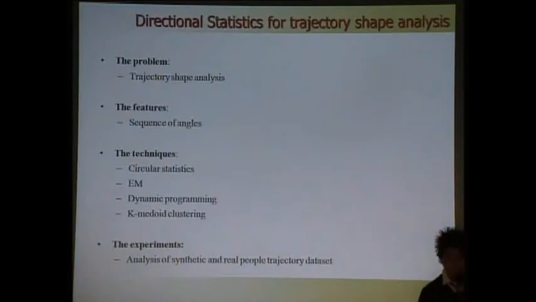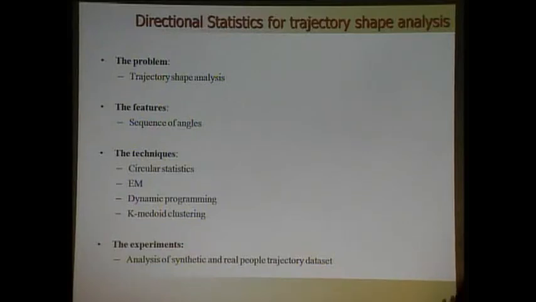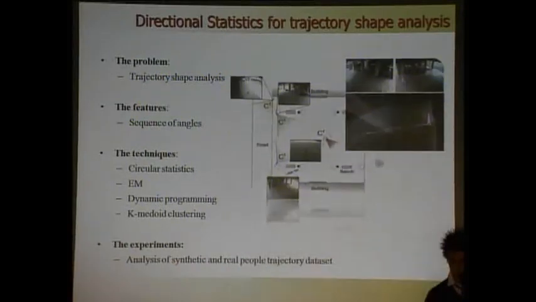Now I will talk about what I think is the most interesting contribution of my 3 years of PhD, and this is the use of directional statistics for trajectory shape analysis. The problem is trajectory shape analysis, so analyzing trajectory shape despite their position. The feature we chose were sequences of angles, and the techniques belong to pattern recognition and are the use of circular statistics, the EM algorithm, dynamic programming, and K-medoids clustering.